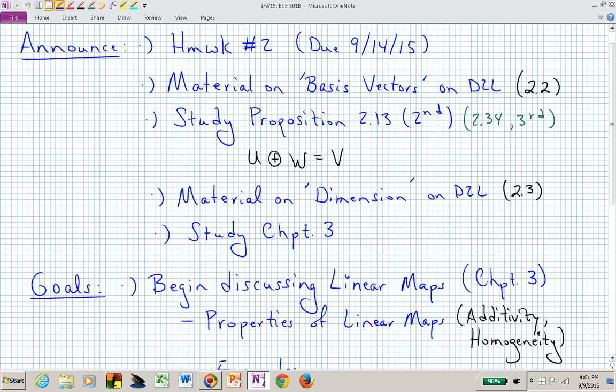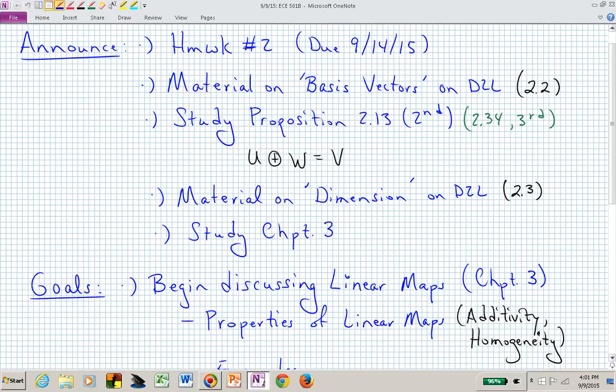I would point out that in between the material on the basis vectors and dimension, I haven't explicitly provided material on Proposition 213. That's in the second edition, or it's labeled as Statement 234 in the third edition. And that concerns really if you start with the vector space V and any subspace in it U, then you can actually create a direct sum subspace W that will complete V. That's essentially what Proposition 213 says in Chapter 2.